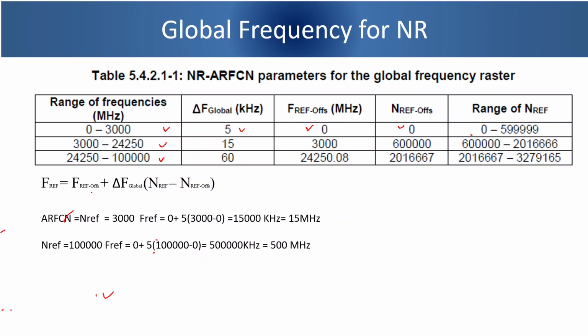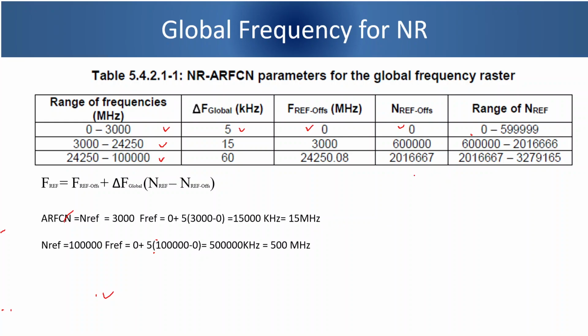So how to calculate? The formula is that you have to take the offset frequency, which is 0 in our case, plus delta F global, that is 5, into NREF, 3000, minus the NREF offset, which is 0 in our case. So if you calculate this, it will come to 15 megahertz.